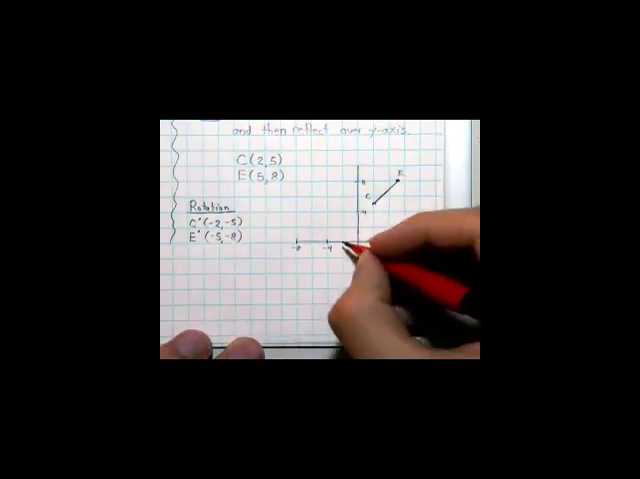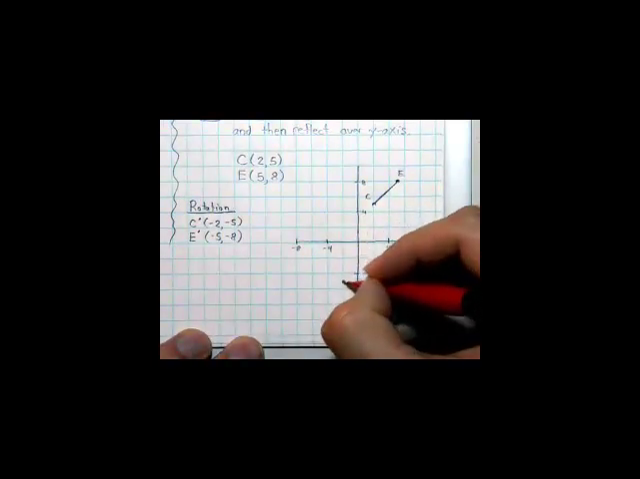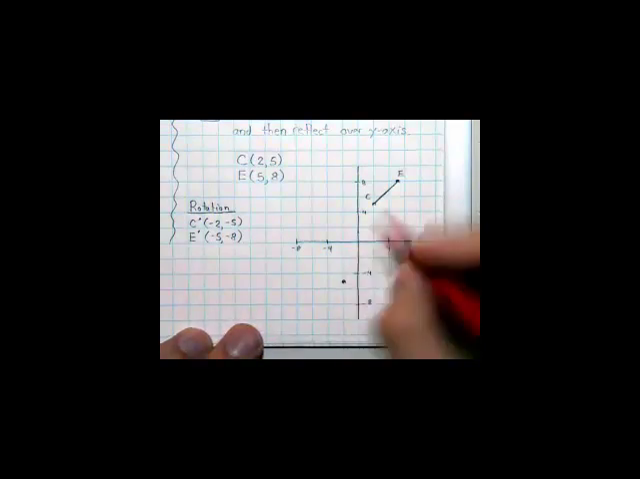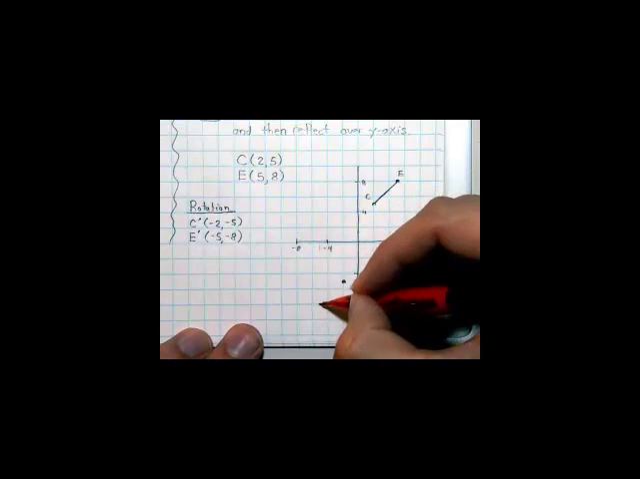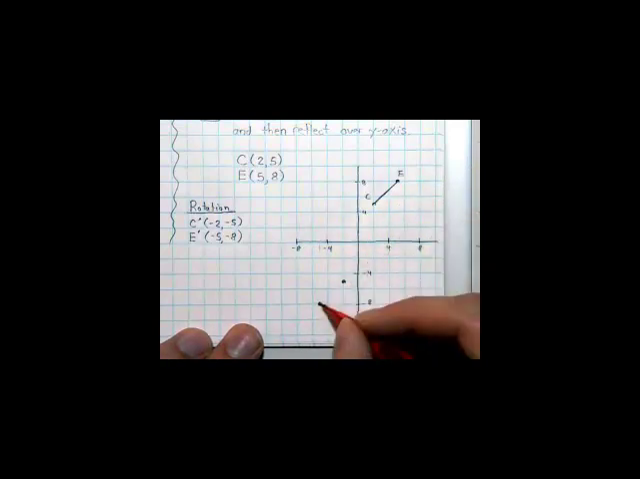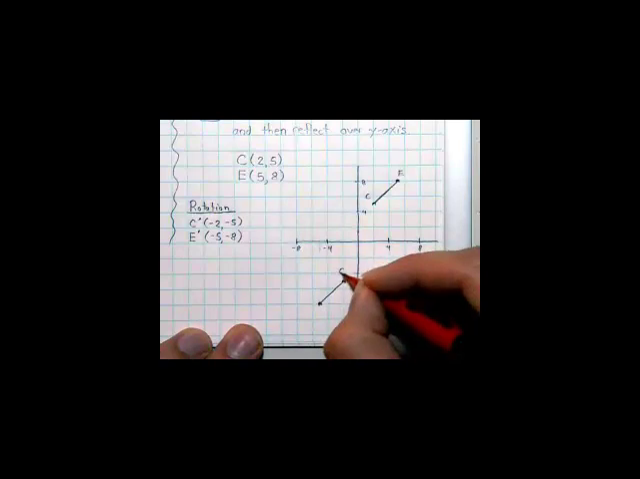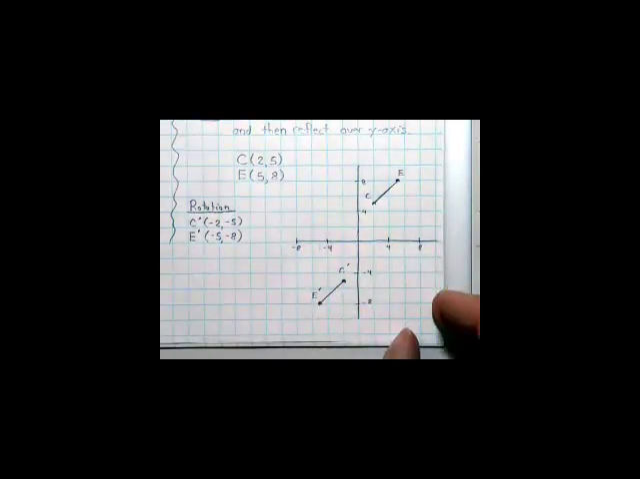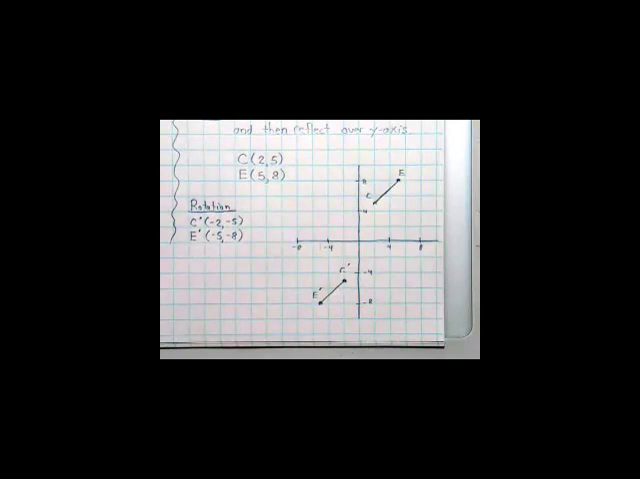So -2, -5 is right here. There's your C prime. And then E is -5, -8. So right here. Okay, so that's been rotated 180 degrees. And now, I want to take that and reflect it over the y-axis. Well, seeing that now, the reflection's easy.